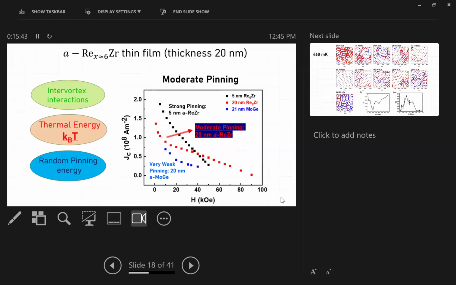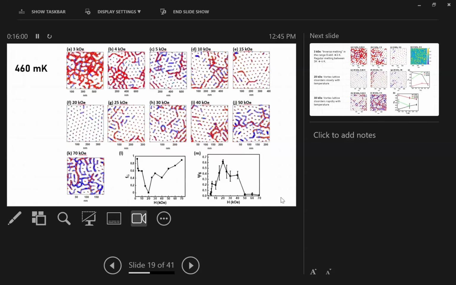For that, what I do is that I take the same film, rhenium zirconium, and I increase the thickness to 20 nanometer. Now, this was the very weakly pinned sample. This was the somewhat strongly pinned sample. Now I go to this intermediate pinned sample. I do the same measurement. At 460 millikelvin, I start with a very inhomogeneous vortex liquid at 3 kilo-oersted. I increase the magnetic field, and by 20 kilo-oersted you can see I have almost a completely ordered solid. Then I increase the magnetic field again, and it melts again into this inhomogeneous liquid.